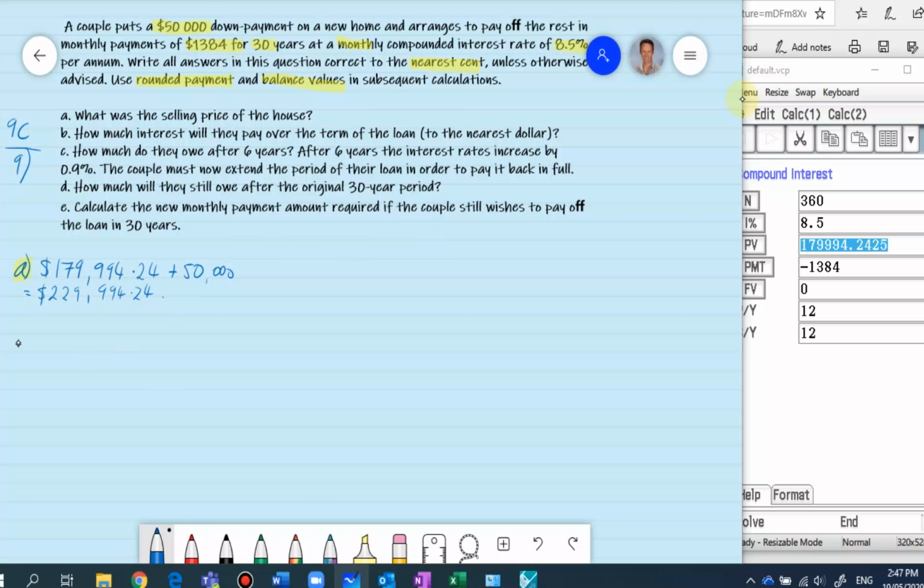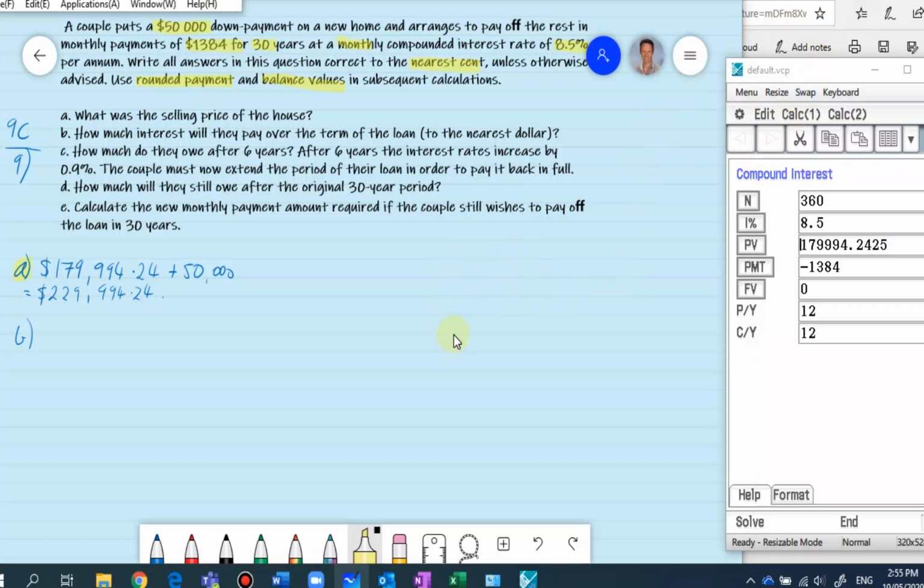Okay, part B. We want to know how much interest they will pay over the term of the loan to the nearest dollar. Okay, so for part B, sorry, there's a long pause in the video, so you can pardon me if I'm covering this again, it's because of the long pause in the video. So part B asks us how much interest will they pay. So there's a couple of ways to work this out. I think the easiest way is to do this.